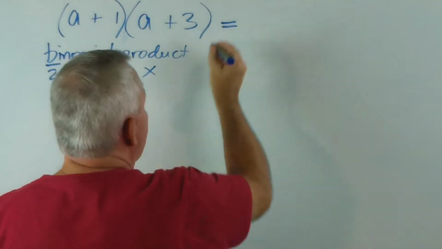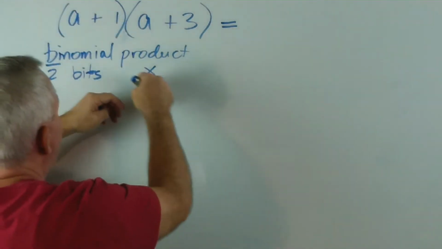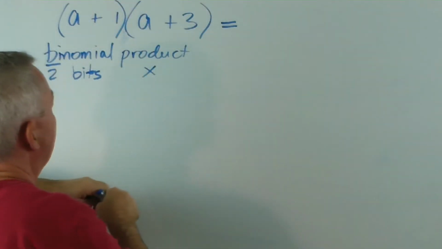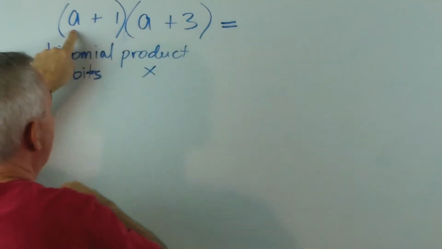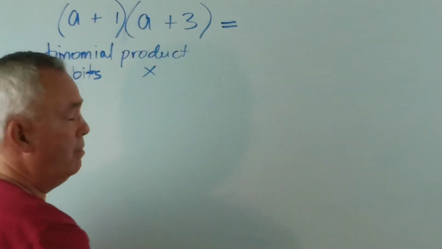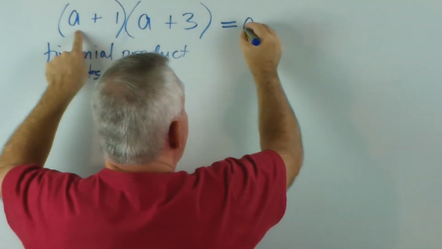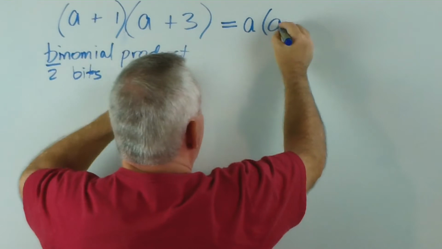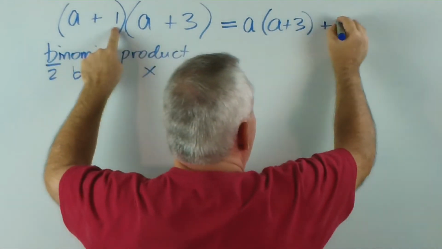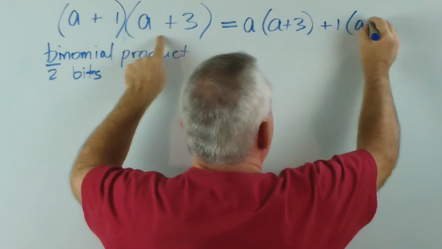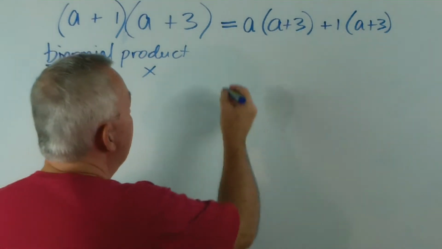How do we work this out? Well, it means that everything in here multiplies everything in here. And what it means is that this bit must multiply all of that, and this bit must multiply all of that. So we can break it up into 2 bits. We can say the a has to multiply the a plus 3, and the plus 1, and the 1 has to multiply the a plus 3. It's easy enough.